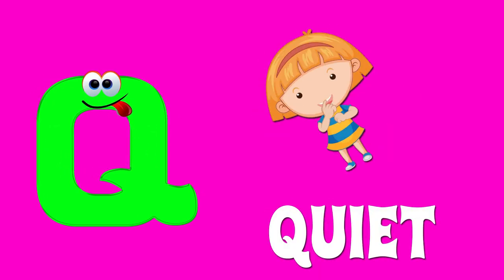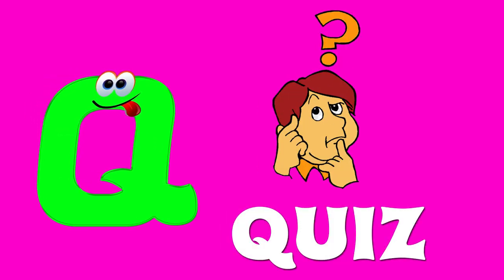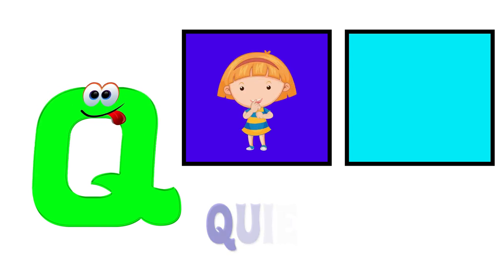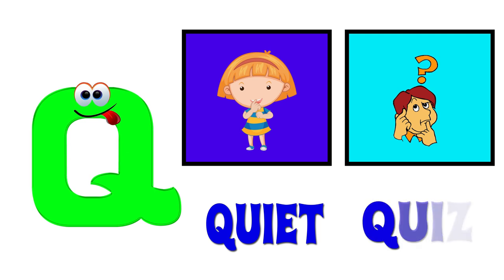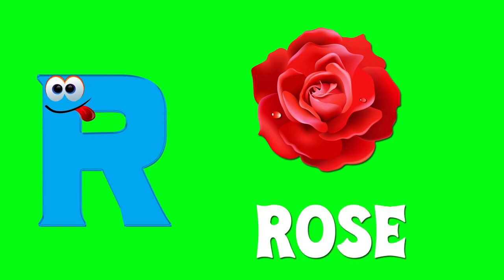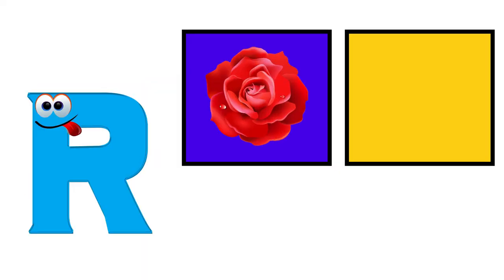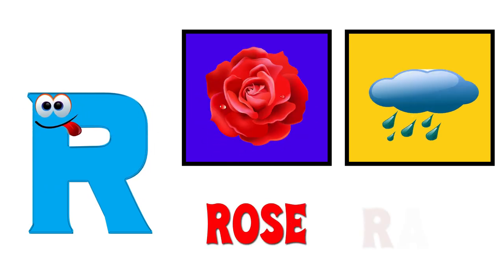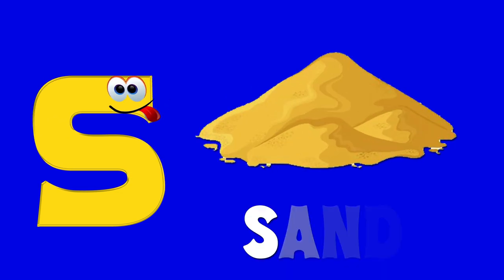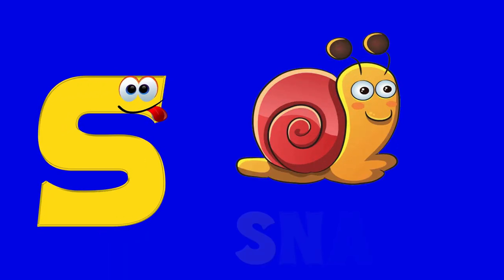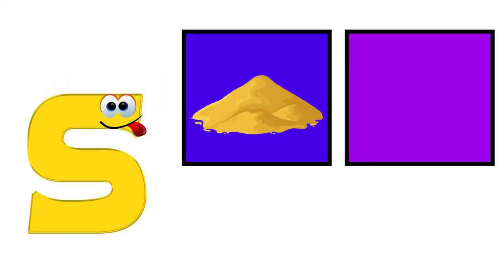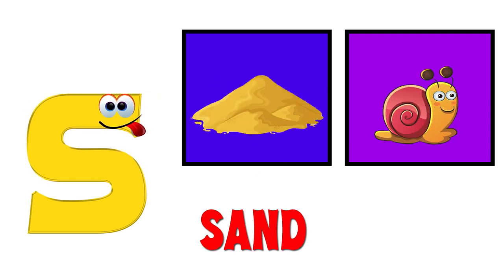Q. Q for kite. Q for quiz. Q for kite and quiz. R. R for rose. R for rain. Rose and rain. S. S for sand. For snail. Sand. S for snail.